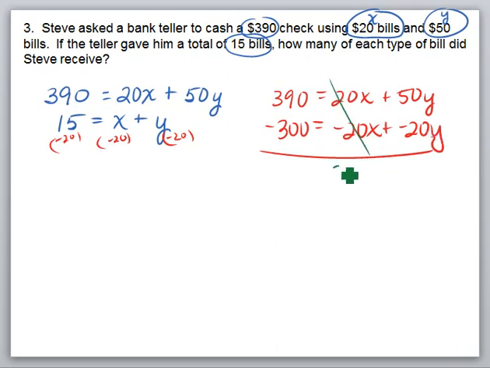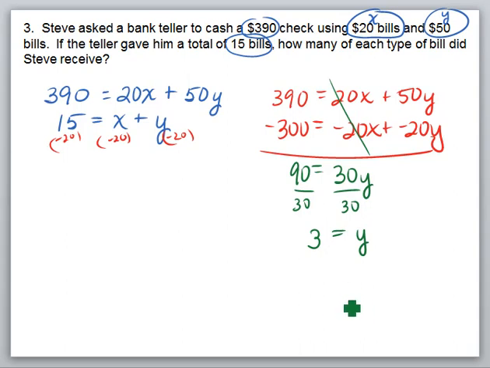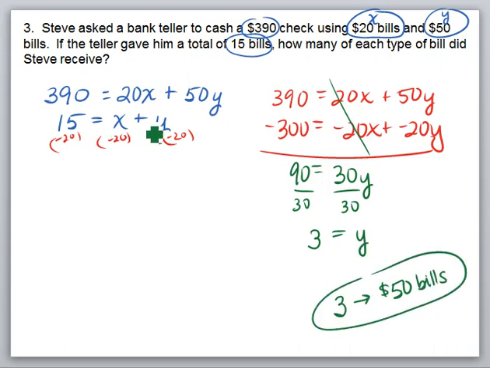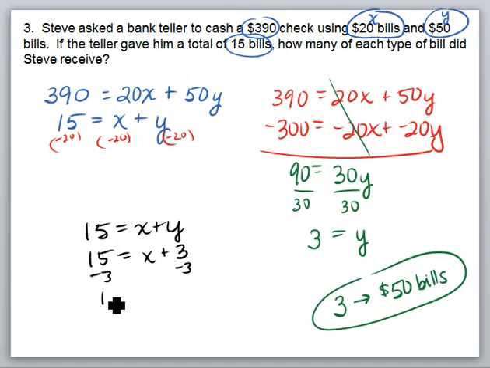So my x's cancel. I get 30y equals 90. Divide by 30 on both sides, that means I've gotten three $50 bills back. Looks like this one will be much easier to work with, so I'm going to pick the second one to do my substitution. And I'll plug 3 in for my y, subtract 3 from both sides, I get 12 for my x value. Remember, x was the $20 bills, so I'm getting 12 $20 bills.